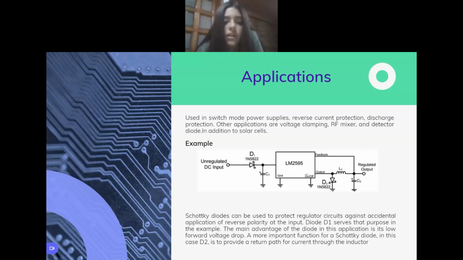A more important function for a Schottky diode, in the case of D2, is to provide a return path for the current through the inductor L1. When the switch is turned off, the diode has to be fast and directly connected with a short load inductance lead to perform this function. Schottky diodes provide the best performance in this application for low voltage supplies.